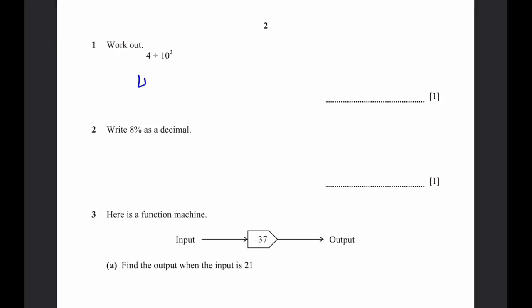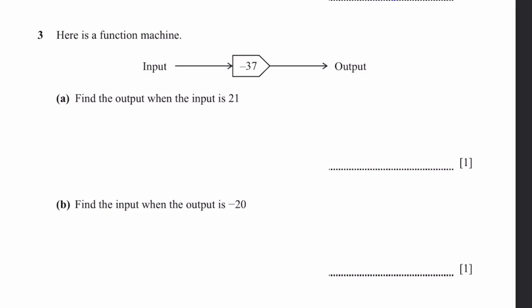That's simply 4 divided by 100, which is equal to 0.04. That's the answer. Question 2. Write 8% as a decimal. That's simply 8 by 100 because it's percentage, 0.08. That's the answer.